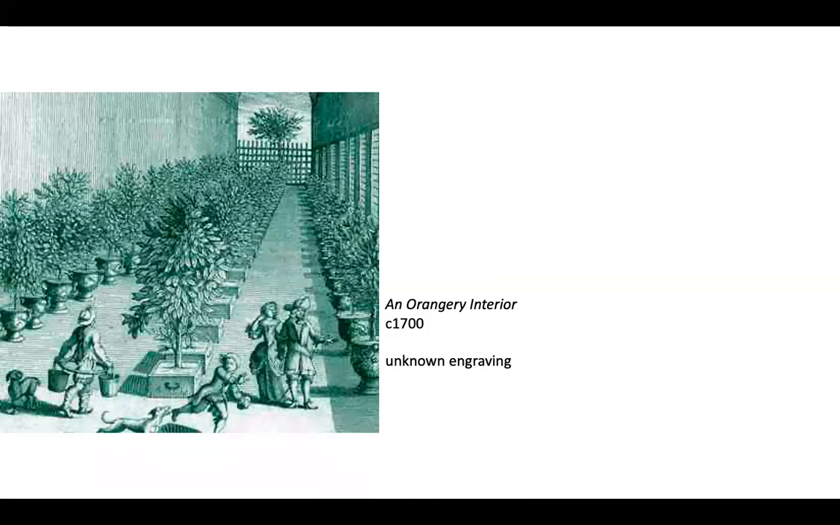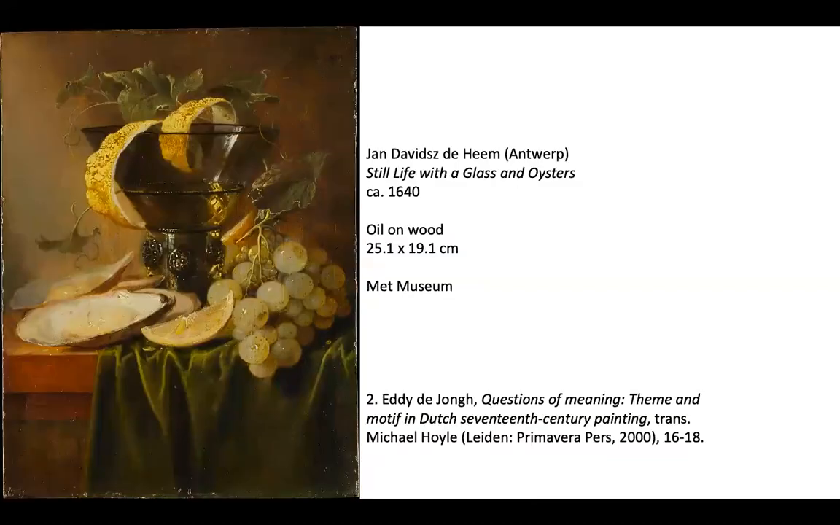Formerly seen through the lens of emblem books, objects such as lemons appearing in still life have a much richer cultural capital than to be simply didactic or moralistic. Lemons are a reflection of contemporary Dutch life and prosperity of the 1600s. Eddie de Jonge suggests that many 17th century motifs serve these dual functions.